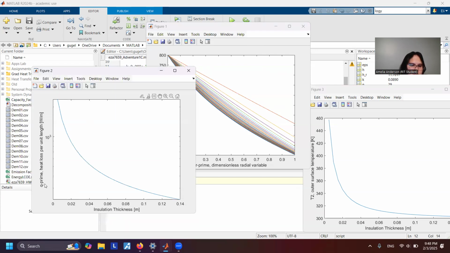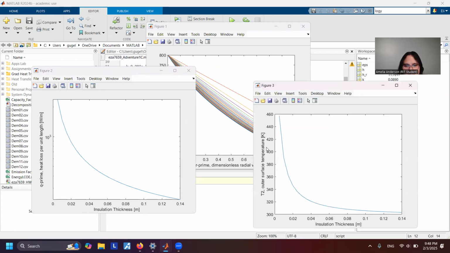Next, we've got this one. It's our Q prime, heat loss per unit length in watts per meter, based on insulation thickness. So that's another curve. And then over here, we've got our outer surface temperature, T2, as a function of insulation thickness.